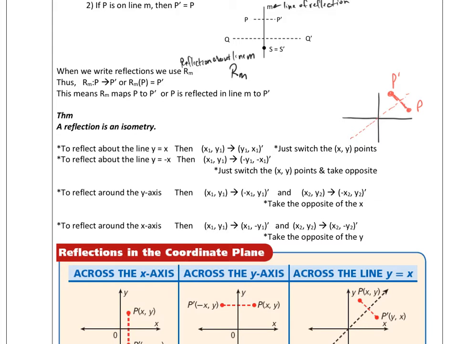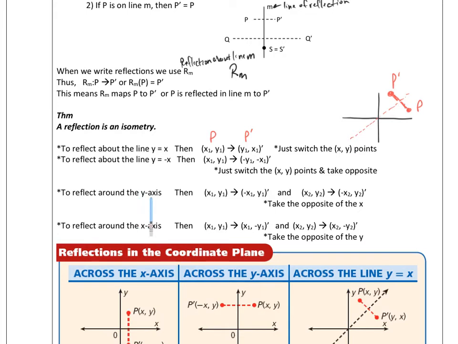So if we're given coordinates, here's what happens. x1, y1 becomes y1, x1. So this is P right here, and this is P prime. Look at what you did. All you did was flip the x and y. If I went a distance of x and a height of y, now I'm going a distance of y and a height of x. So it flips the x and y. If you're doing a diagonal line the other way, so y equals negative x, then x1, y1 becomes negative y1, negative x1. You flip and you put negatives. So switch the x1 and y1 and take the opposites.